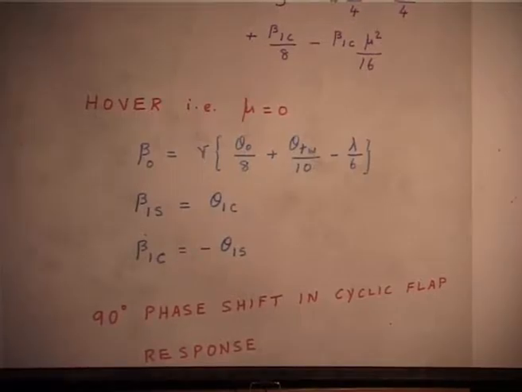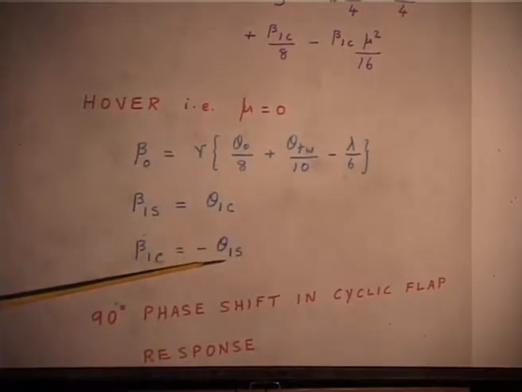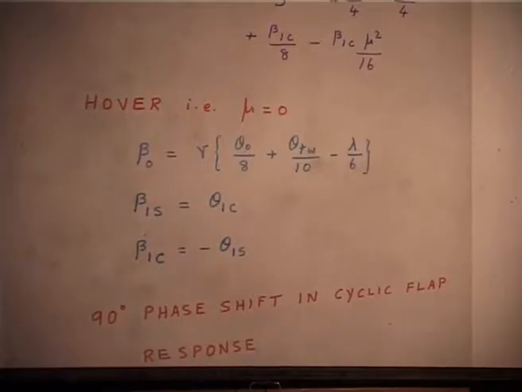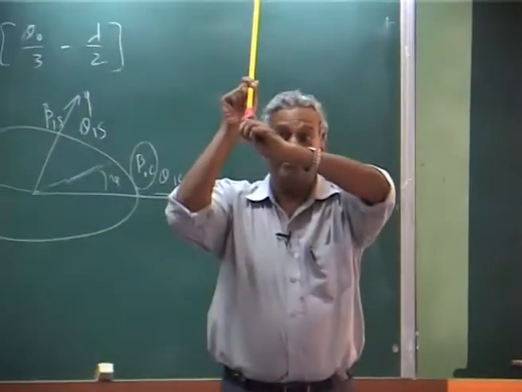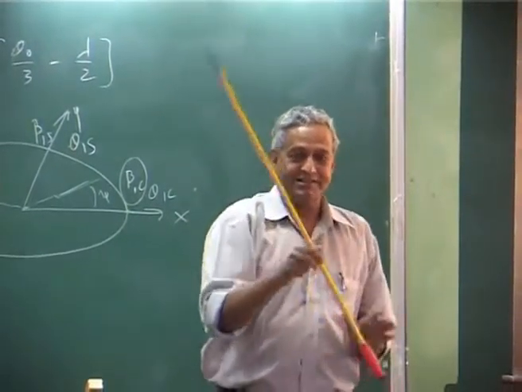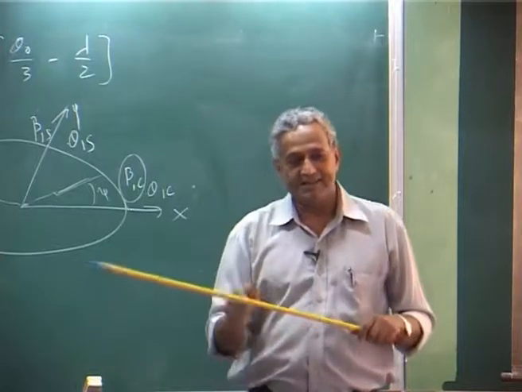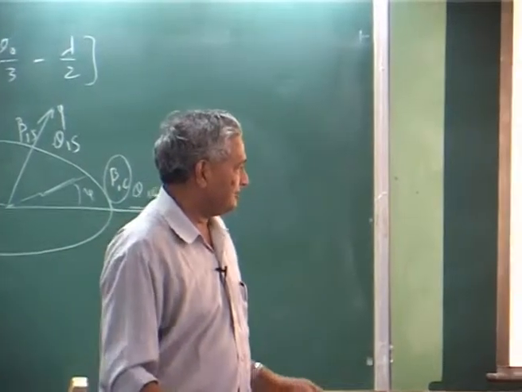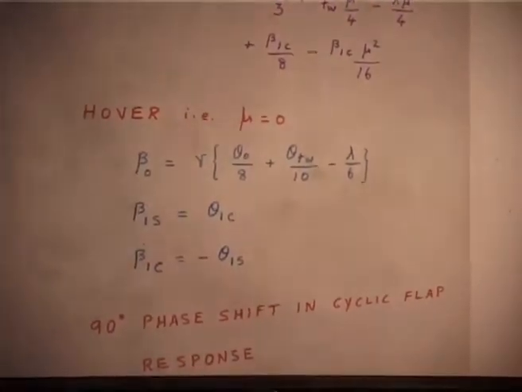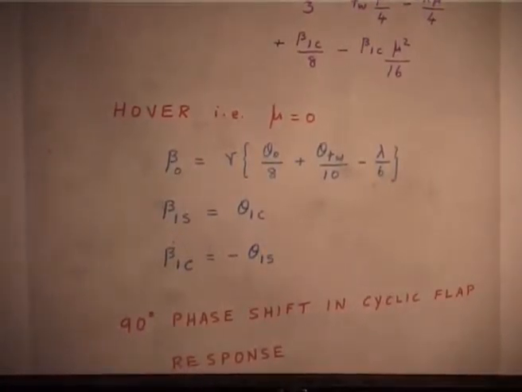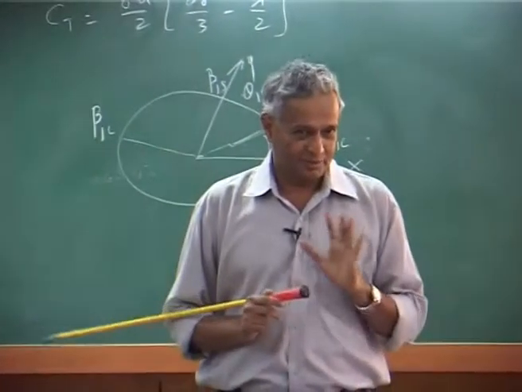Whereas, if my theta 1 S is negative, negative means I am reducing my pitch angle at 90 degree, then beta 1 C is positive, that means the blade will go up at the back, at 180 it will come down. So, there is a phase shift of 90 degree between input and output.